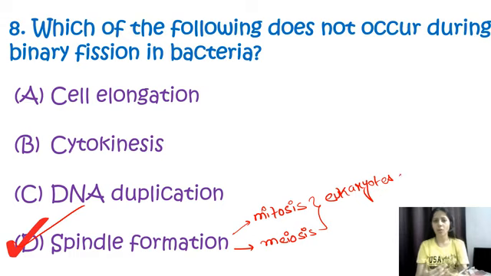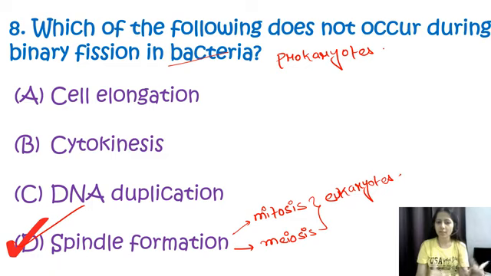Spindle formations are involved in the separation of the chromosomes. Now, bacteria, we know, are prokaryotes. So over here they do not undergo the meiosis and mitosis processes. Thus spindle formation will not take place in bacteria. So my correct option will be D, that is spindle formation.